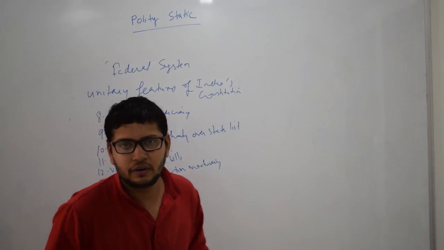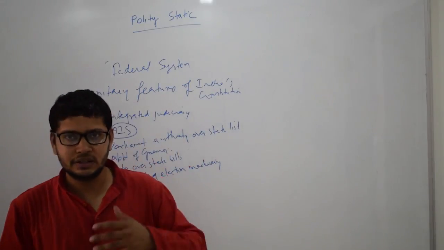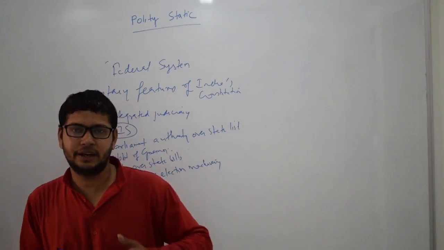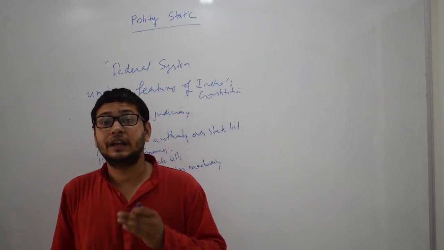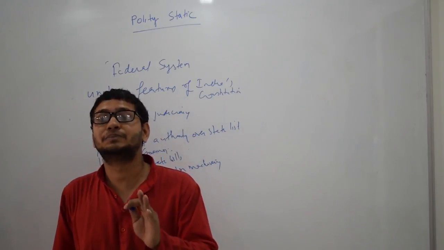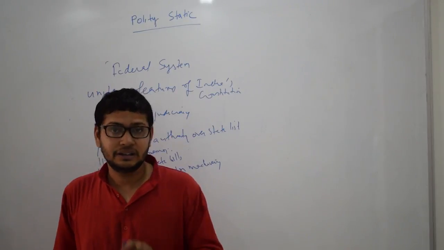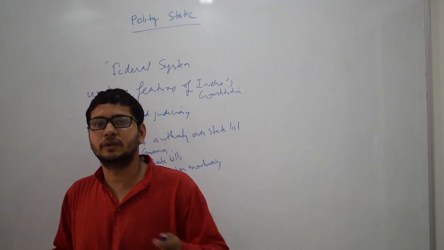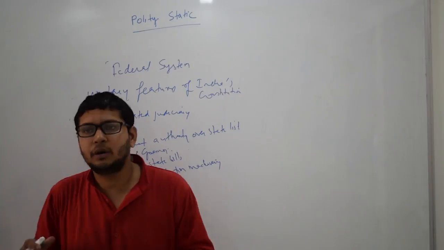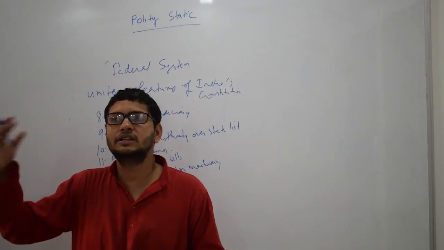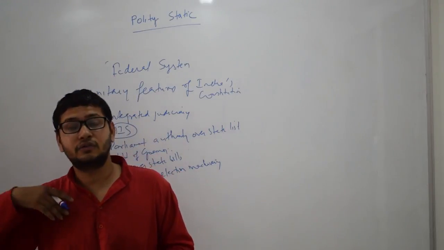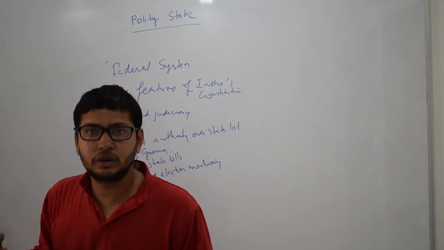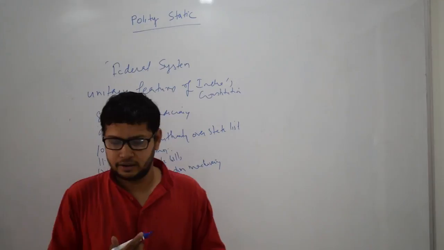Next is integrated election machinery. This again is not a federal feature because in federal countries, each state has their own election commission. In India, we have one election commission, and the election commission is appointed by the central government, right? That is why we have this talk of EVM hacking, because some of the state governments allege that since the central election commission is a central body, there are doubts on its impartiality.